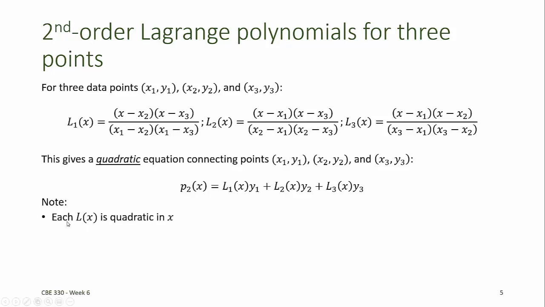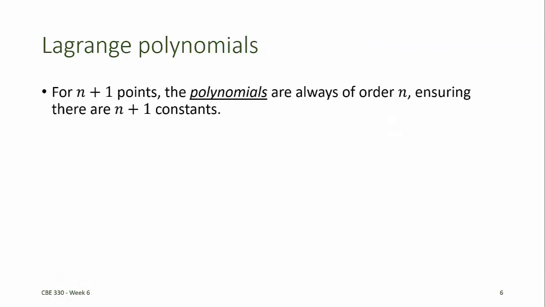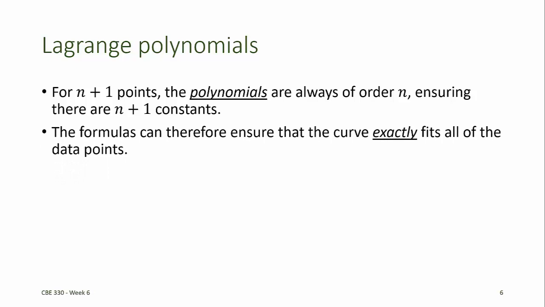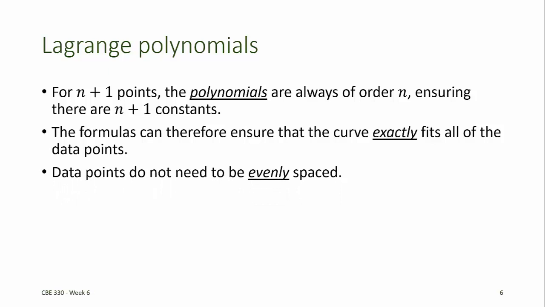Notice that each of the L's is a quadratic expression in x, and at x equals x1, L1 is 1, L2 and L3 are both 0. Therefore, the polynomial takes the value of y1 at x equals x1. For n plus 1 points, the polynomials that are derived from the Lagrange method are always of order n, ensuring that there are n plus 1 constants. The formulas can therefore ensure that the curve exactly fits all of the data points. The data points do not need to be evenly spaced.